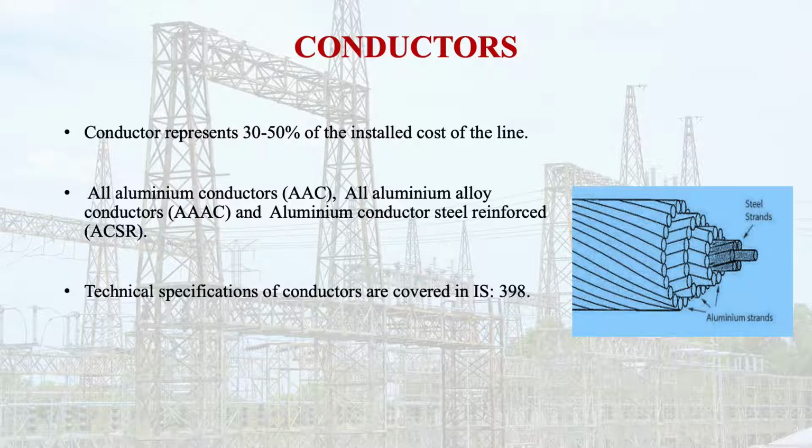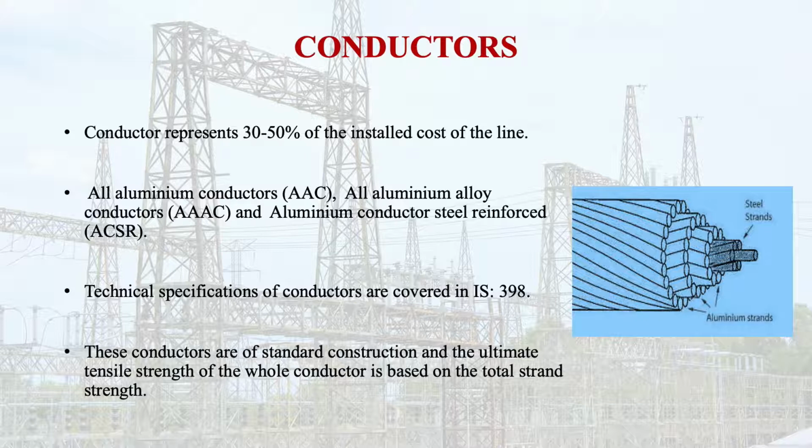Technical specifications of conductors are covered in IS 398, and these conductors are of standard construction, and they have the ultimate tensile strength of the whole conductor, which is based on the total strength. The most common conductor used in transmission today is the aluminum conductor steel reinforced, and you can also see some aluminum alloy conductors. The size of conductors is standardized for lines of different voltages.